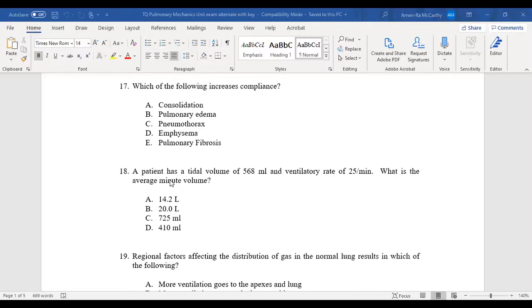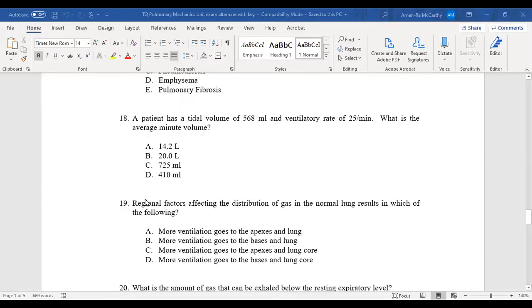The rest of those will be a low compliance. Consolidation causes a low compliance. Pulmonary edema causes a low compliance. A pneumothorax will cause a low compliance, and pulmonary fibrosis will cause a low compliance. If you know your diseases and what is what, that would have been an easy one for you. That's the only one on there that's an obstructive disease, emphysema. The rest of them are restrictive. Okay, the rest of them will cause a lower compliance.